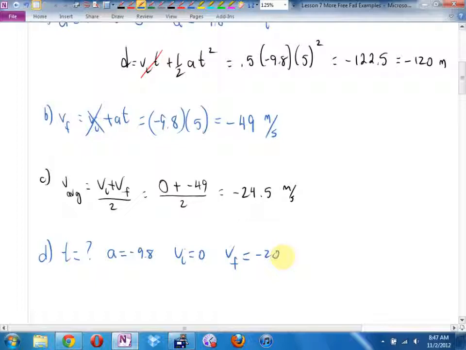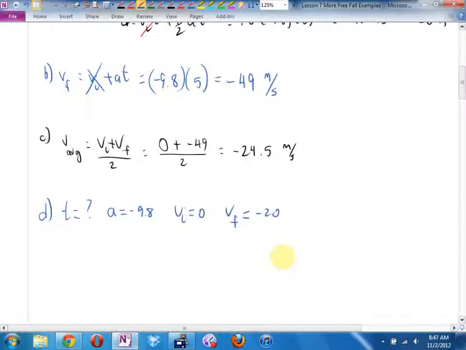So we'll pretend temporarily that's V final. I'm looking for an equation that's got T, A, VI, and VF in it. Is there one? Yeah. Listen to Matt rewriting the equation in his head. What do you got? T equals what? VF minus VI over A. Yes, it is.